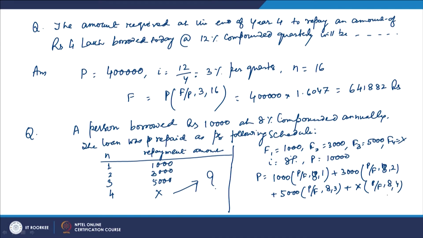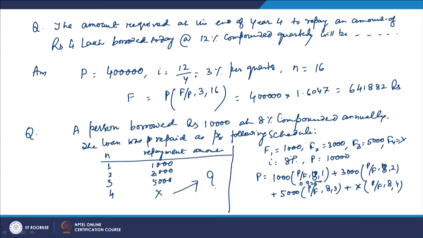Now, P by F 8 1 is nothing but 1 by 1.08. Similarly, this is 1 by 1.08 raised to the power 2, then 1 by 1.08 raised to the power 3, and this will be 1 by 1.08 raised to the power 4. So, basically that will be used. All these values can be calculated, and as we know, they come out as 0.9259, then 0.8573, then 0.7938, and 0.7350.